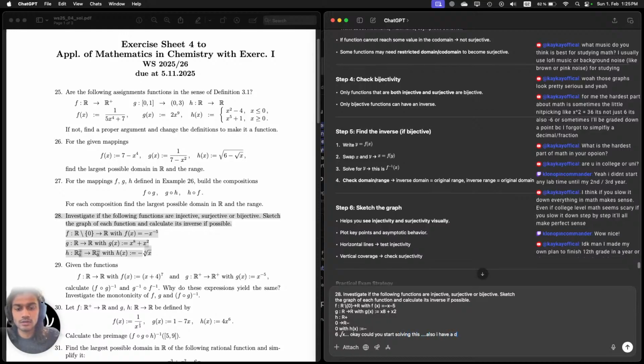Also, I have a doubt. I don't know if both injective and surjective is happening at the same time.